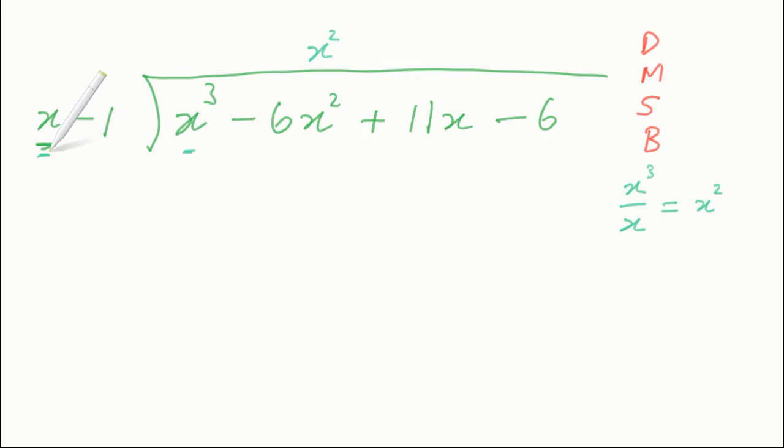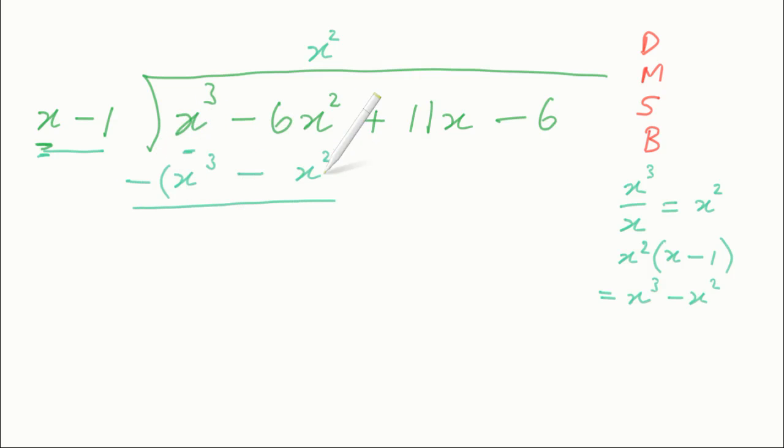Then you multiply that answer you just got by the whole thing this time, and that is x squared times x minus 1, which equals x cubed minus x squared. Then you write that underneath, lining up the x cubed and the x squared terms. Then you subtract all of that, and I'm just going to get rid of this so it doesn't look like a minus sign. And then x cubed minus x cubed is 0.